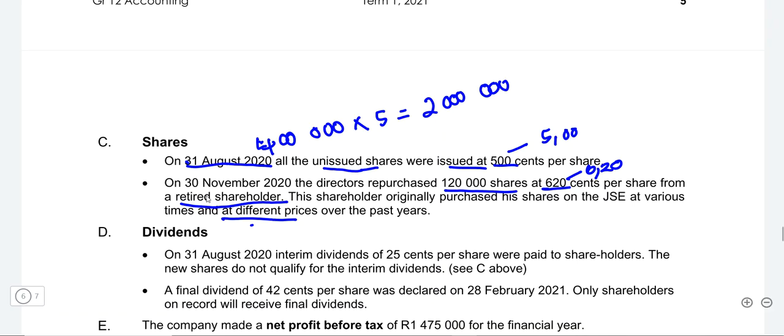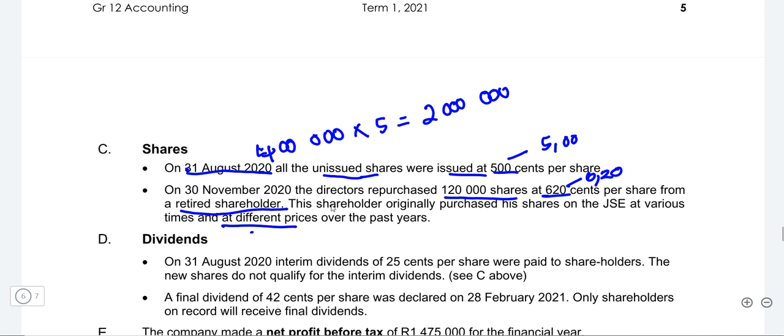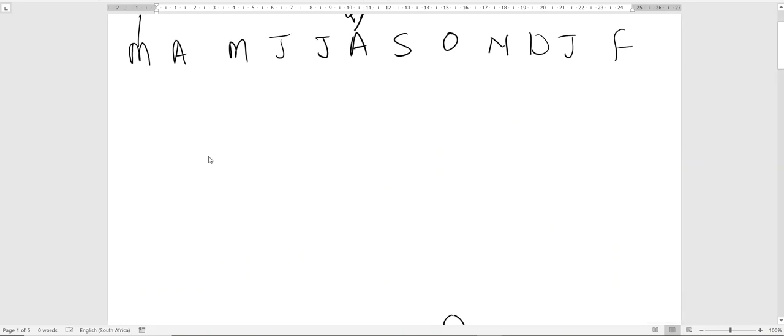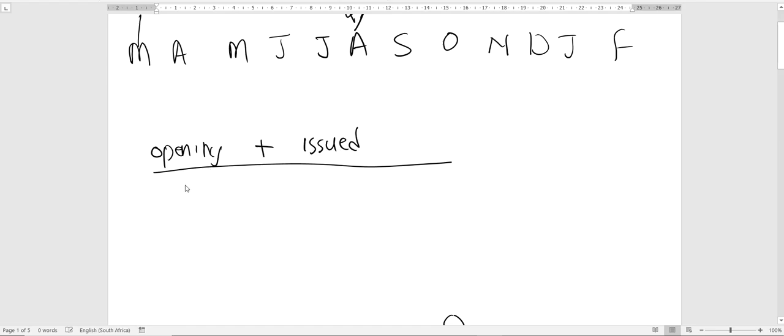Remember here the repurchase happens at the end, it is the last thing that happens. So whenever there is a repurchase, it is the last thing that happened. You're going to use your opening balance and also the issued shares before the repurchase to get the value or the average price of the shares. So in order for us to do that, we are going to go to our calculations. At the top, remember I said the formula that we will follow. We will use our opening plus the issue, and that will give us the average price.